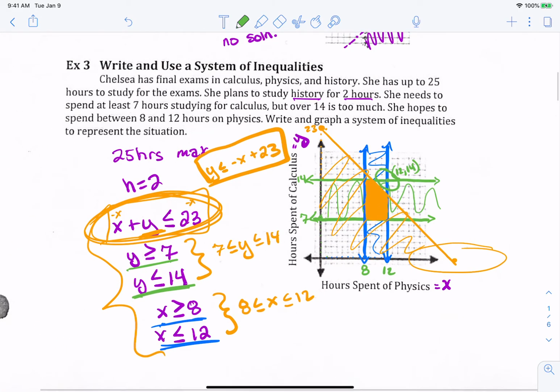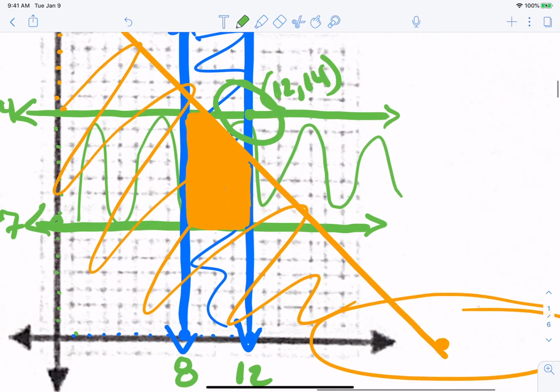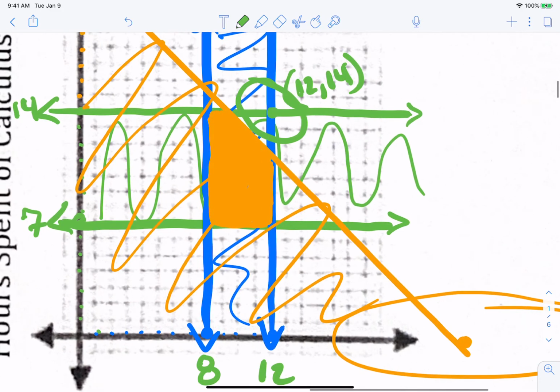Okay, write and graph a system of inequalities to represent the situation. So let's pick 2 points that live in there. Luke says 9, comma 9 would work. That's 18 hours. That's less than 23.